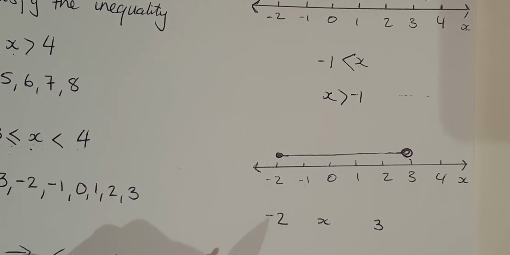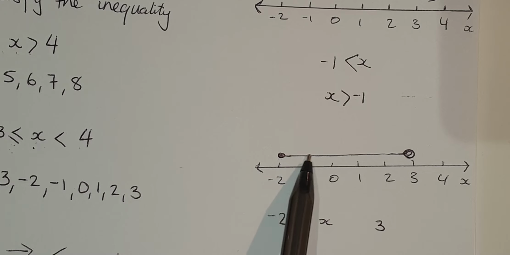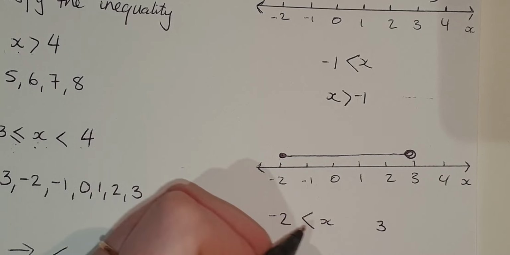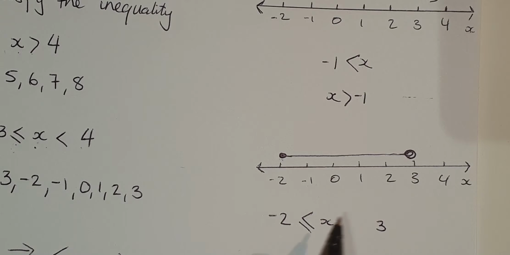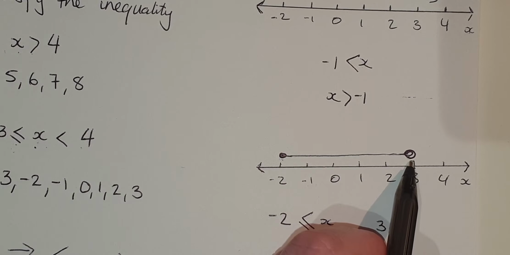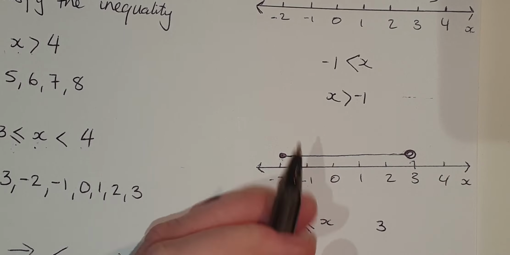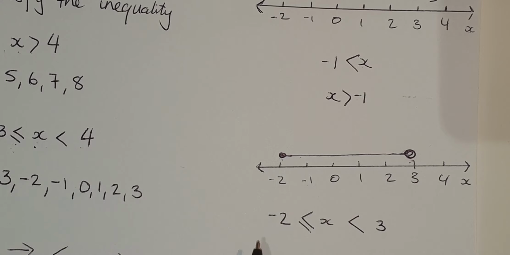Now we need to look at what type of dot we have. Above the -2, we have a closed dot. And because the line is going up the number line, x must be bigger than or equal to. Again, this is a closed dot. Coming above to the 3, this is an open dot. The line is coming down the number line, so x must be smaller than 3 or less than 3. So therefore we have -2 is less than or equal to x, which is less than 3.